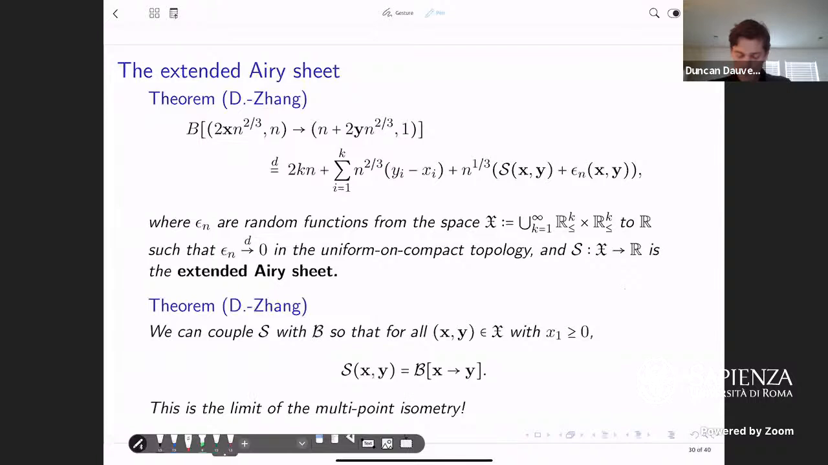And how do we do this? Well, of course, we're going to use this construction of last passage across the Airy line ensemble. So the second part of this theorem is that you can couple S with a parabolic Airy line ensemble so that for any points where the starting point x1 is non-negative, S of x, y is just the last passage value across the Airy line ensemble from x to y. So this is the limit of this multi-point isometry. And stated in this way, it actually looks a lot more like the limit of the isometry than the original theorem did.